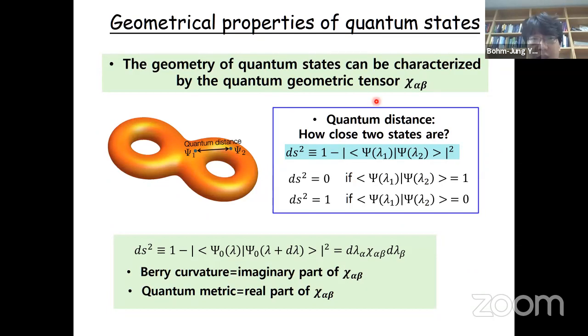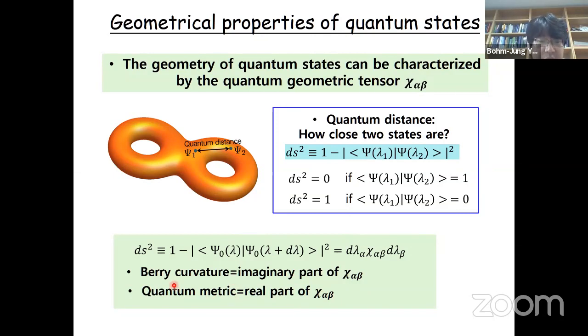So before I conclude my talk, let me briefly mention the geometrical meaning of this result. In general, the geometrical property of a quantum state is characterized by something called the quantum geometric tensor, which is defined using the quantum distance that I mentioned before. If we consider two wave functions which are nearby in the parameter space, the distance between them takes this form. Here, chi alpha beta is the quantum geometric tensor, which describes the geometric structure of the Bloch wave function. The imaginary part of this tensor is called the Berry curvature, and its real part is called the quantum metric.